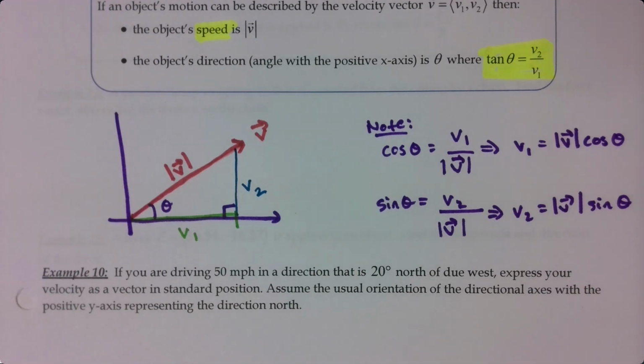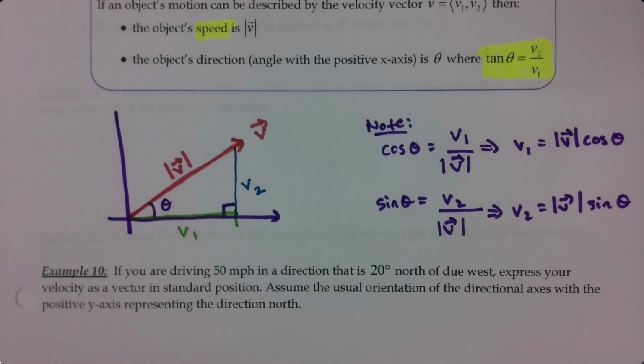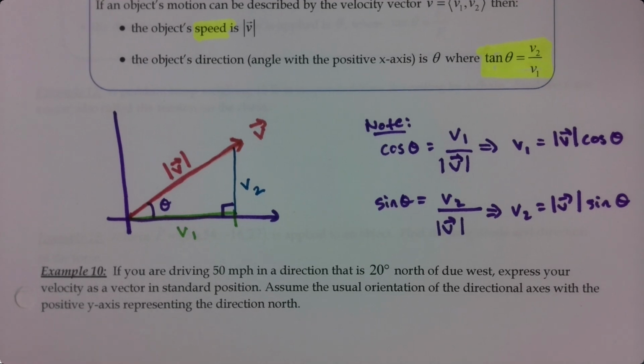All right, so let's put it together. If you are driving 50 miles per hour in a direction that is 20 degrees north of due west, express your velocity as a vector in standard position. Assume the usual orientation of the directional axes with the positive y direction representing due north.